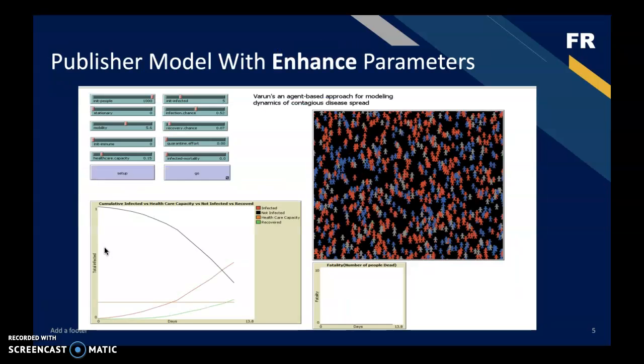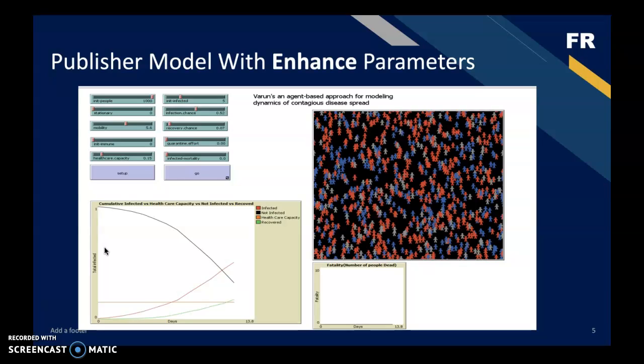Now I have added several additional parameters to enhance this model. As you can see in this slide, I have added mortality rate, healthcare capacity, and quarantine effort. Also I have added a plot for the fatality. In another plot, I have added non-infected count as well as healthcare capacity.